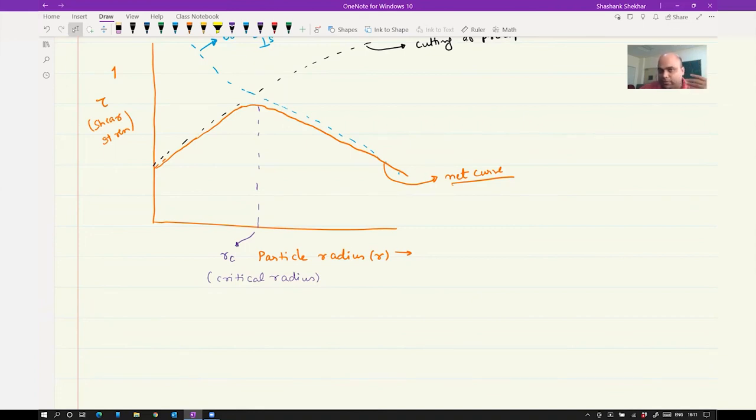So with aging time, the radius of the precipitate, or precipitate size, is increasing. As soon as it reaches a particular radius, say here, this critical radius, your mechanism is going to change from cutting of the precipitate to bowing around the precipitate. And at the critical radius, both mechanisms are going to be active together. So this is how the strength of a material is dependent upon the particle radius or precipitate size.